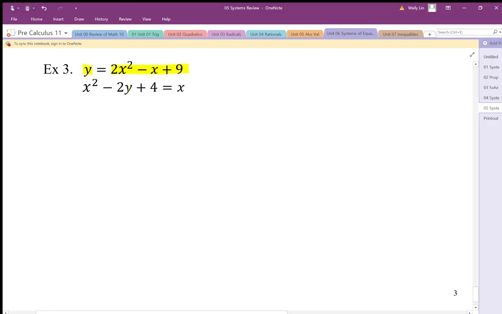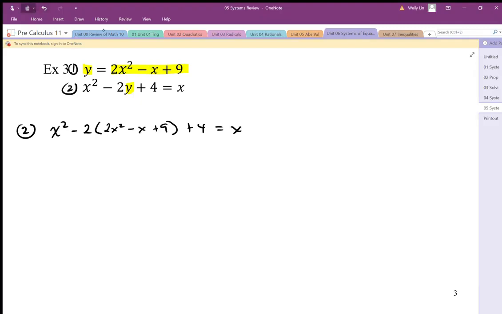Y is equal to that, and I'm going to replace it with that y. So looking at equation 2, there's my equation 1, equation 2. I'm going to substitute equation 1 into equation 2. So this is my equation 2. I'm going to replace the y with 2x squared minus x plus 9, and that is my like for like replacement. I now have an equation where I only have an x variable.